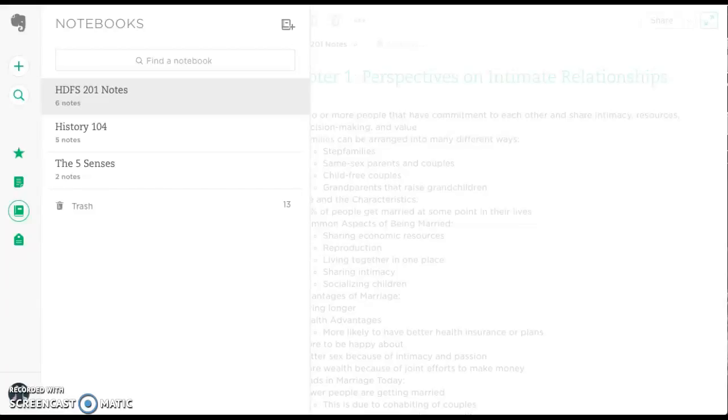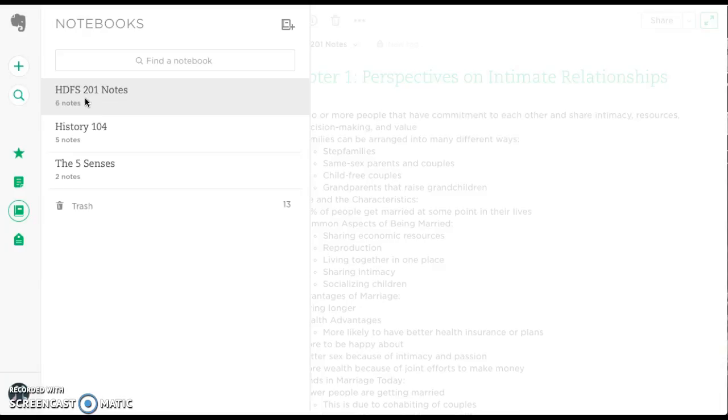So I decided to utilize Evernote as something to help me organize my schoolwork because I often have a hard time keeping all of my notes for my classes organized. So I made three notebooks, one for my HDFS 201 class, one for my History 104 class, and then I made one that's related to 270, and it's just about my theme, which is teaching the five senses, and I kind of just made a notebook full of brainstorming ideas and some research in that one.